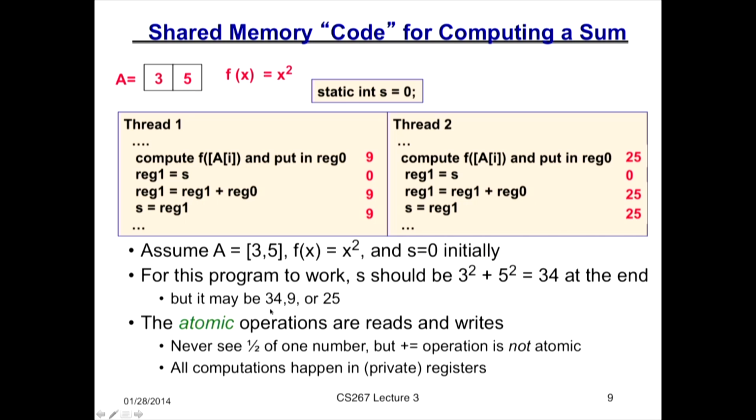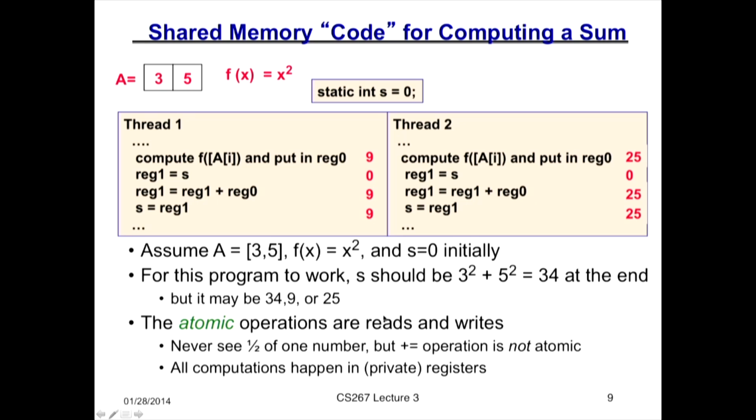You could have gotten the right answer, which is 34. You could get 9, or you could have gotten 25. So the question is, what are all the possible answers? What are the operations that you can count on as being atomic, that they execute as though they were all alone in the world, and they can't be interrupted by anybody else?